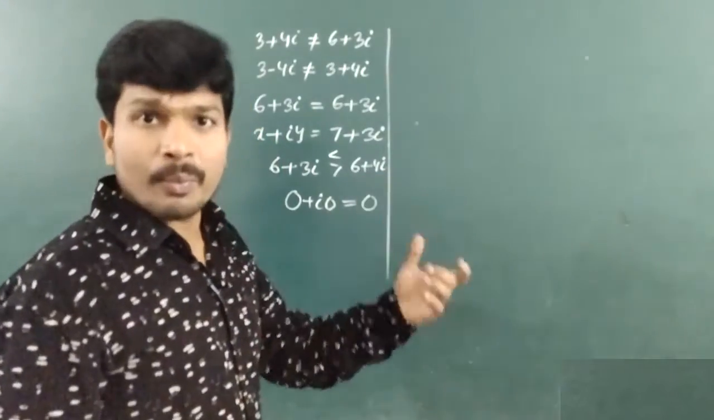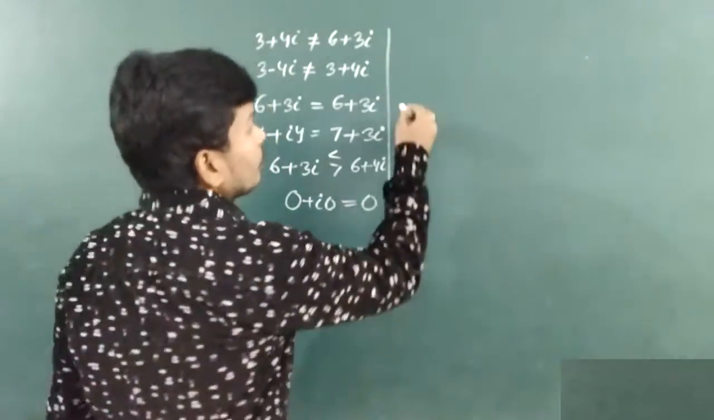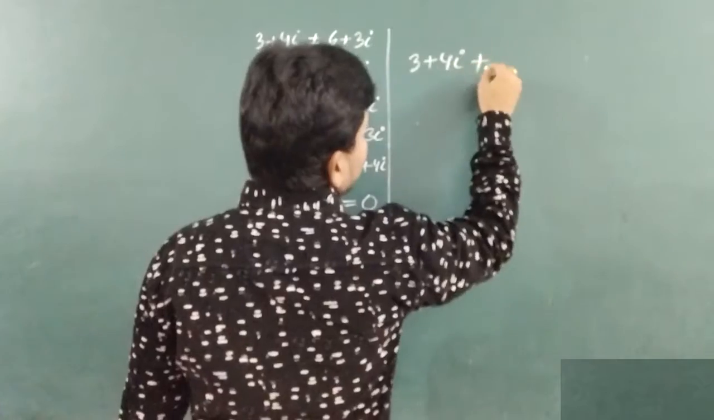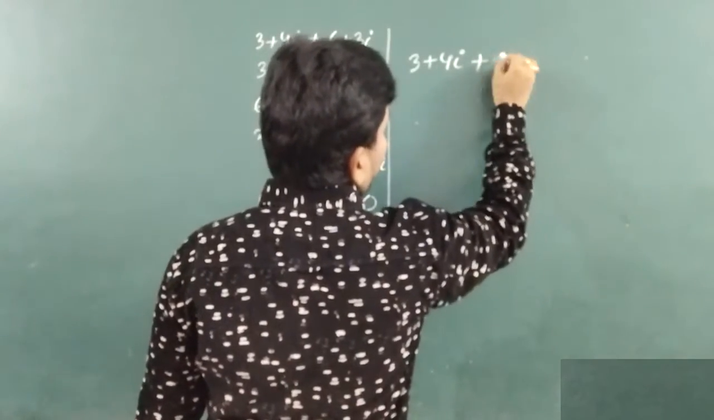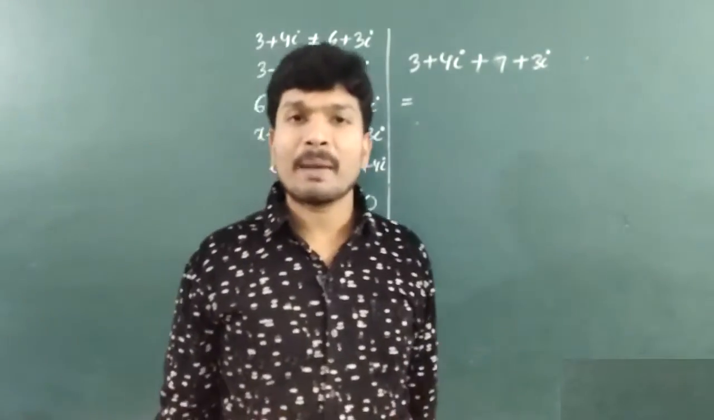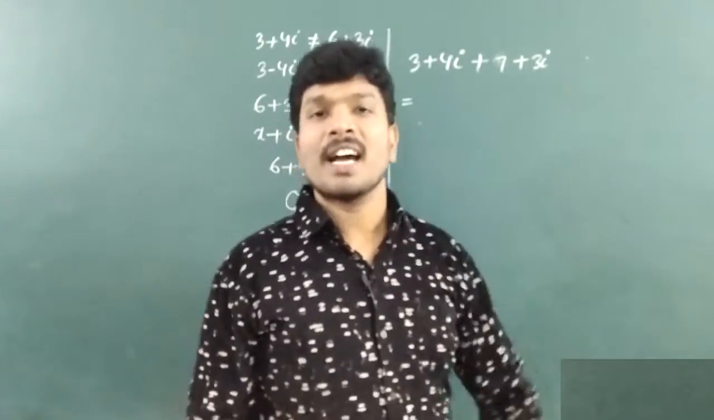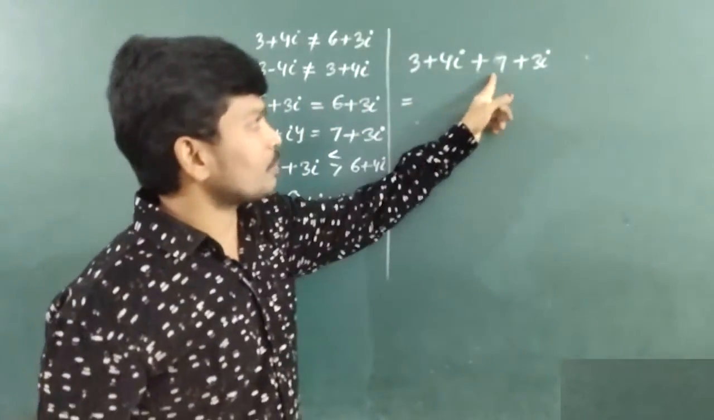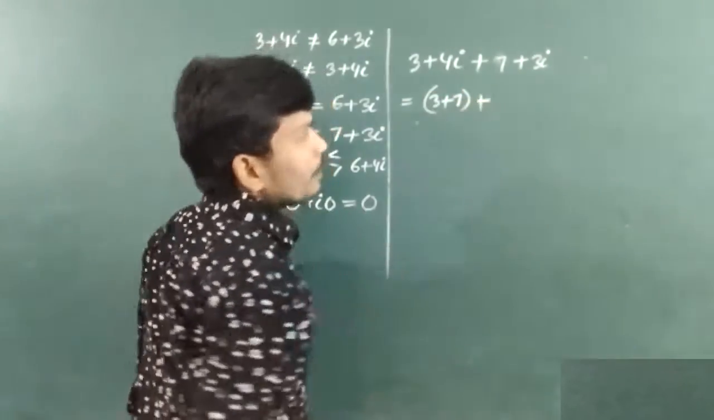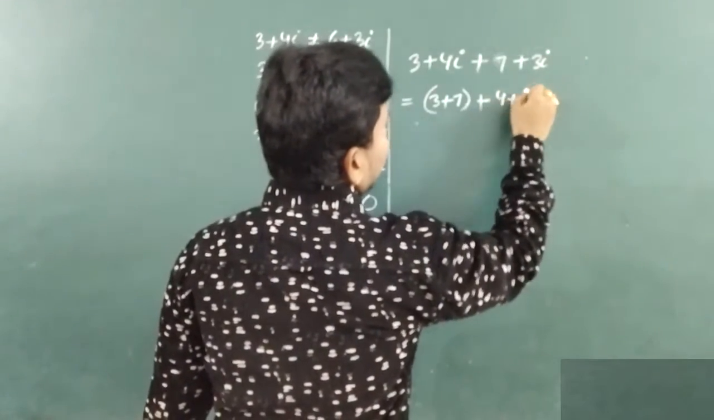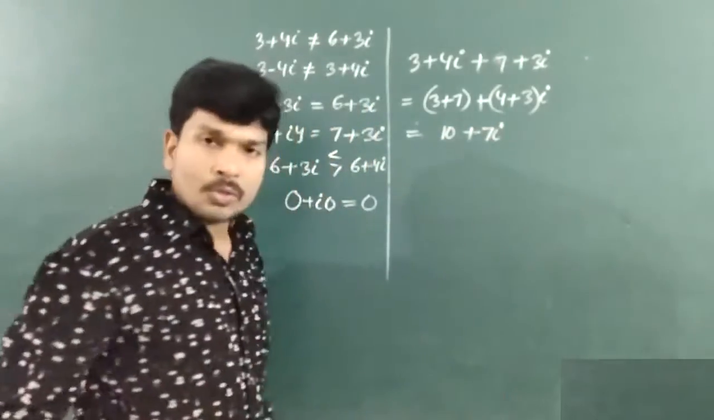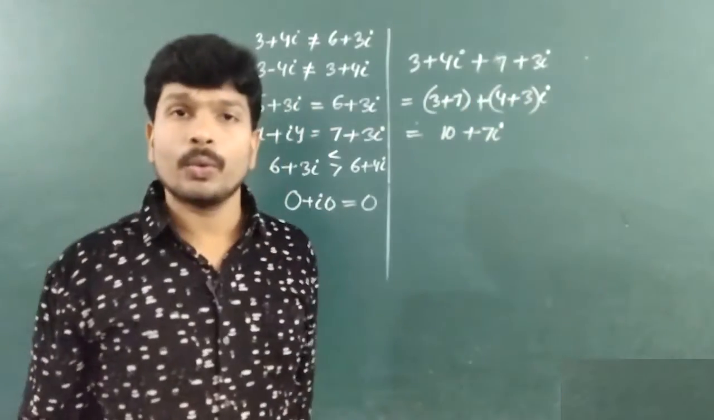So when you see the problem, definitely you can say, just I am writing one problem. 3 plus 4i plus 7 plus 3i. How to add the two complex numbers? Complex numbers can be added by adding their real parts and imaginary parts. What are the real parts? Observe. Here 3, here 7. So 3 plus 7. What are the imaginary parts? Here 4, here 3. So 4 plus 3 into 1. So your answer is 10 plus 7i. So this is the addition of two complex numbers.